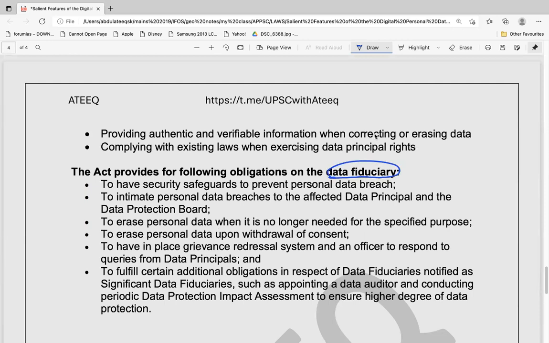So they should make sure that data is properly secured. If any data breach happens, they should inform the data protection board. And if I withdraw my consent, then the data should be properly erased. The data fiduciary should utilize the data only for which consent is provided. It should not use the data for other purposes. So it should check any kinds of misuse.